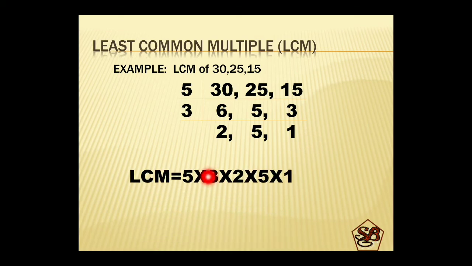Here 5 into 3 into 2 into 5 into 1, right? Multiplying these, we get the answer as 150. That means we have reached our final stage of finding LCM, which is equal to 150.